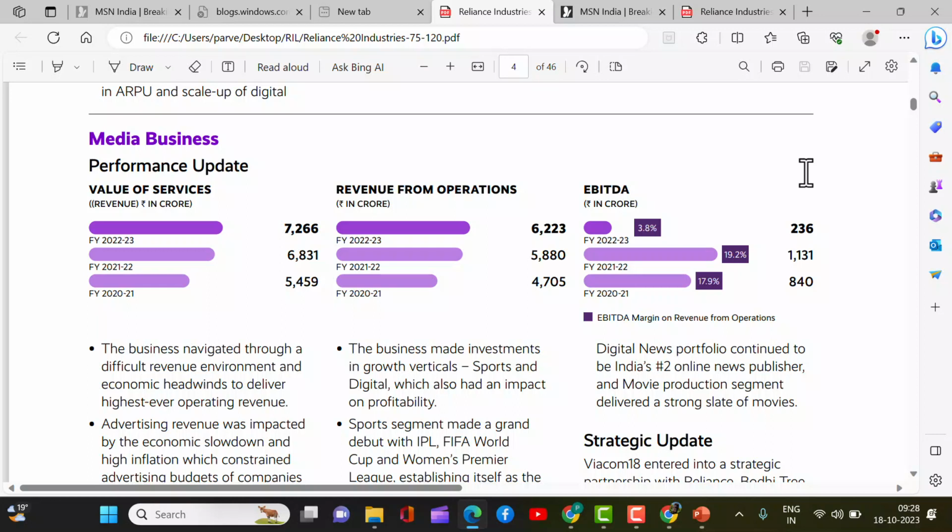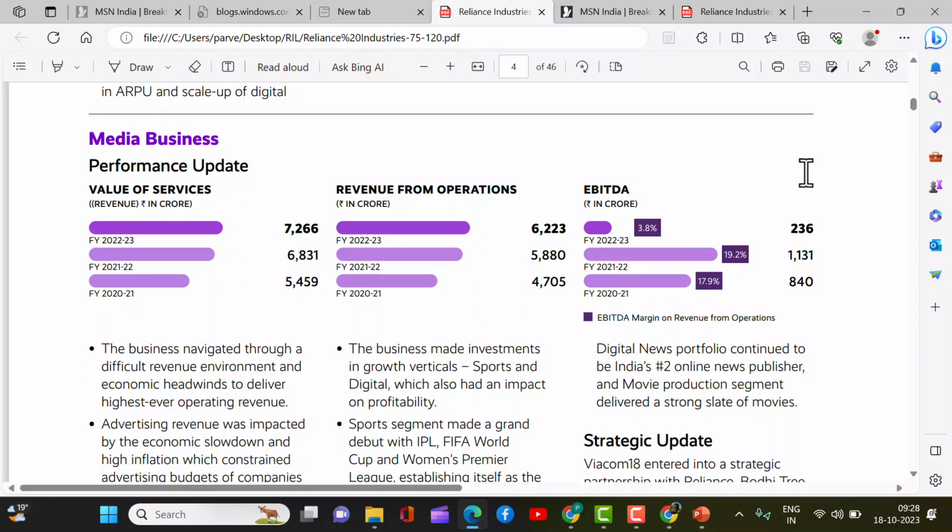And in terms of the EBITDA, it has come down to 236 crores as against 1,040. So it was only 3.8% EBITDA margin compared to what they were doing around 18%. Now what had happened was after COVID, all the companies have cut down their advertisement costs and advertisements have come down, and they have even closed some of the channels.